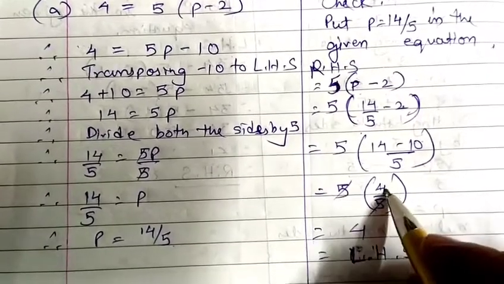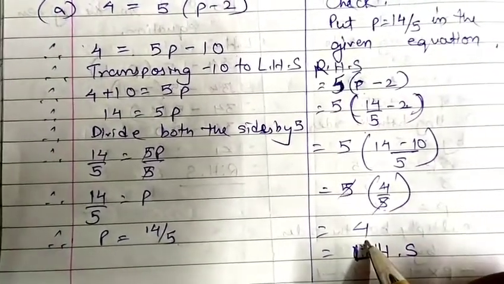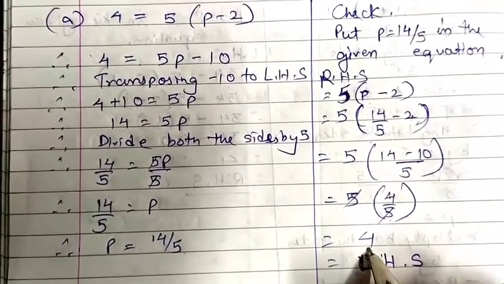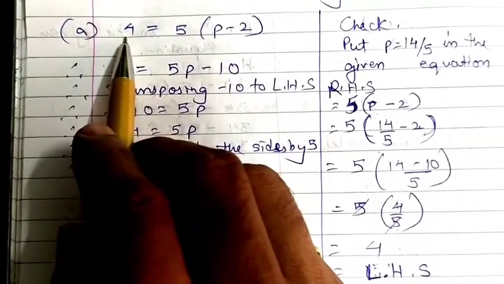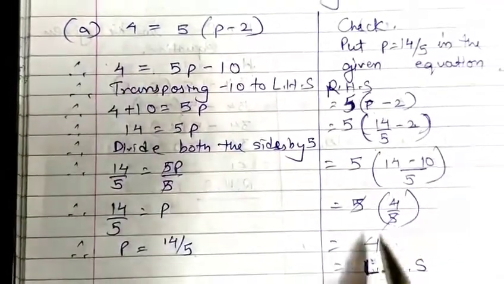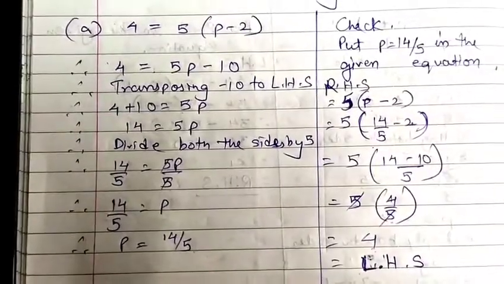So 5 multiplied by 4 by 5. 5 and 5 will get cancelled. So here 4 is left. So see whether it is there toward your left hand side. 4 is there. Yes, it is there in the equation toward left hand side. So we can say that RHS equals LHS. This is the solution of the given equation. Let us see the next sum.